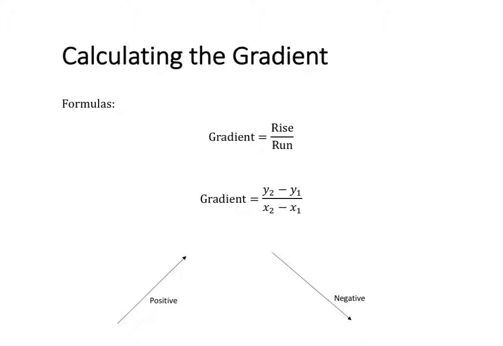For the second formula, where we have our two lots of points, we can use it when we're calculating the gradient of a graph from a table of values or just from two sets of points provided to us.